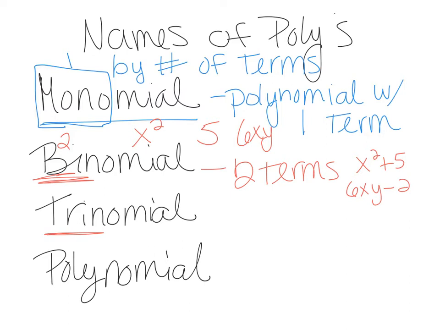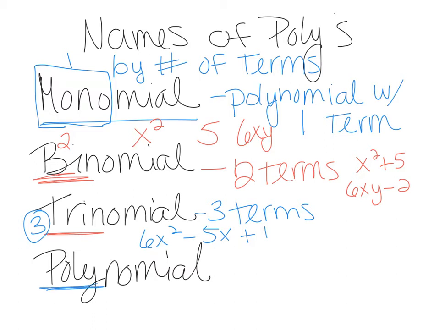Trinomial, just like a tricycle, means 3. So this is a polynomial with 3 terms. So 6x squared minus 5x plus 1, that would be a trinomial. And then the prefix poly, this just means many. So a polynomial is any of those polynomials where you have more than 3 terms. So 4 terms or more is just considered a polynomial.